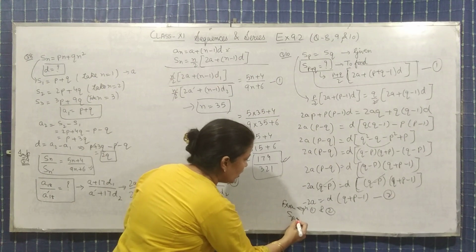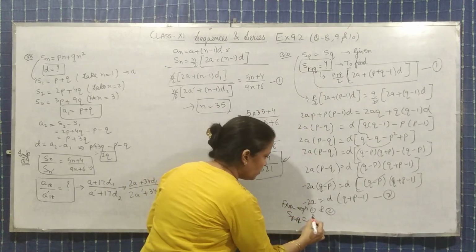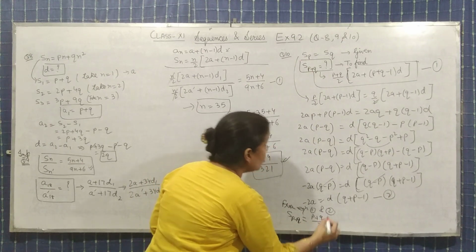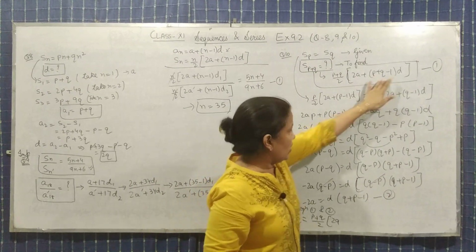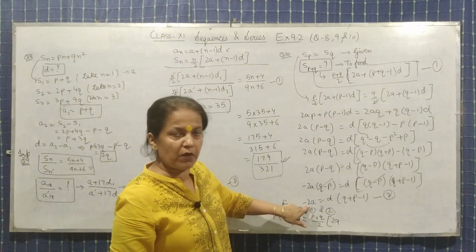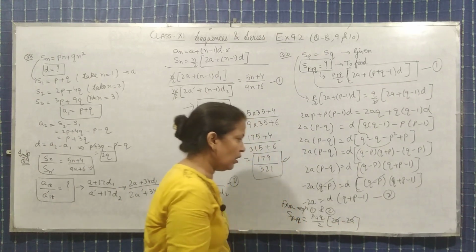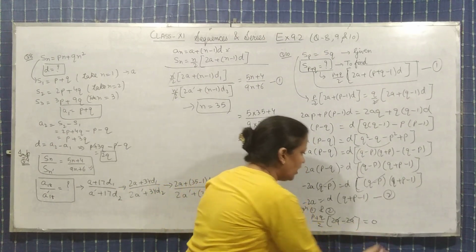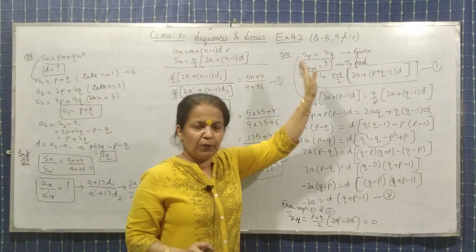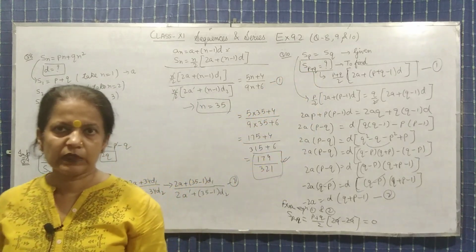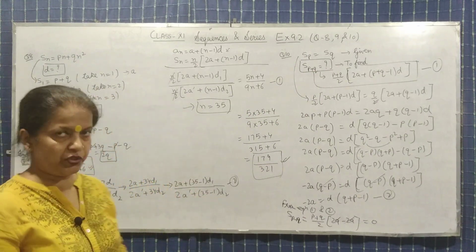S(p+q), the sum of p plus q terms, what will it be? (p plus q)/2 times 2a, and instead of this we will substitute its value, minus 2a. So minus 2a cancels. So you will get the sum as 0. So the sum of p plus q terms, you are getting as 0 in the 10th question.